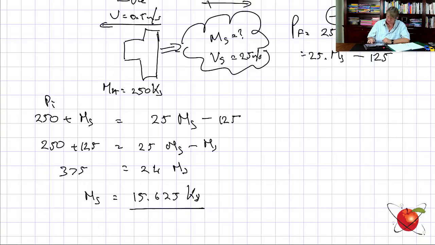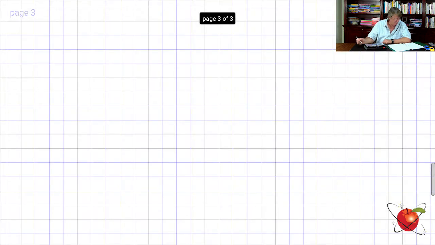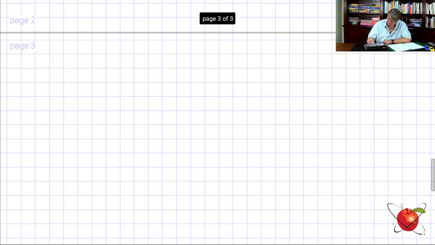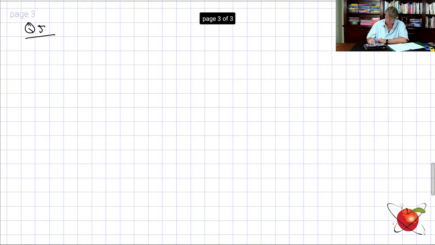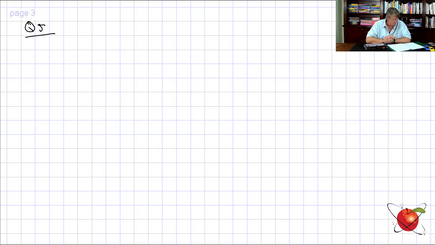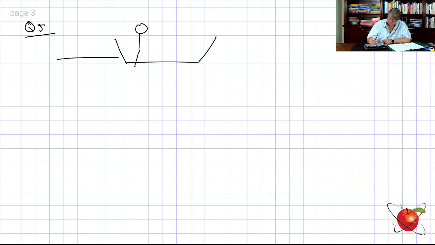Here's another one. The last one that we're going to do is question 5. We've got 2 people in a boat. Once again, this was one that was sent to me. The one person weighs 60 kilograms, the other person weighs 80 kilograms, and the mass of the boat is equal to 100 kilograms.